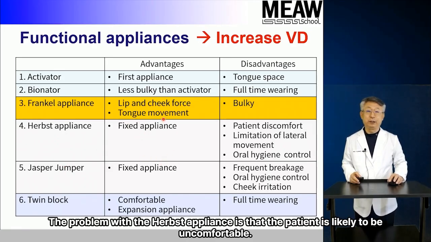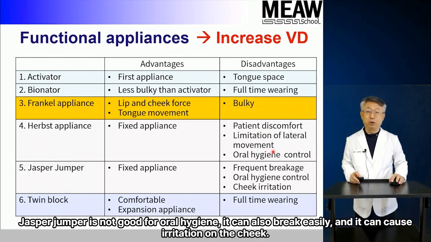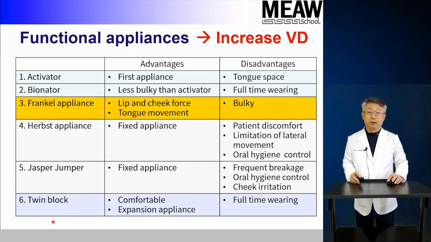The problem with the Herbst appliance is that the patient is likely to be uncomfortable. The jaw is restricted when it moves laterally. Jasper jumper is not good for oral hygiene. It can also break easily, and it can cause irritation on the cheek.